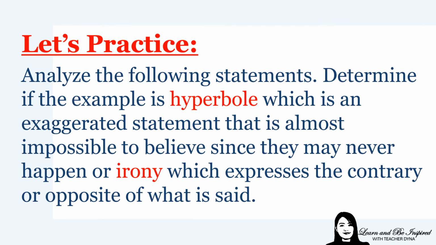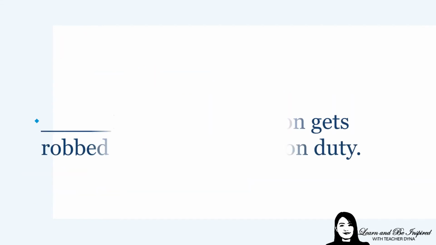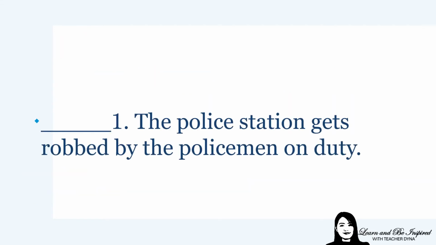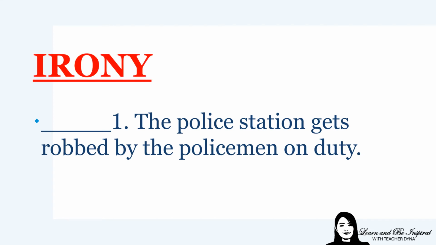This time, let's practice. You analyze the following statements. Determine if the example is hyperbole, which is an exaggerated statement that is almost impossible to believe since they may never happen, or irony, which expresses the contrary or opposite of what is said. Number 1. The police station gets robbed by the policemen on duty. Is it hyperbole or irony? And the answer is irony.